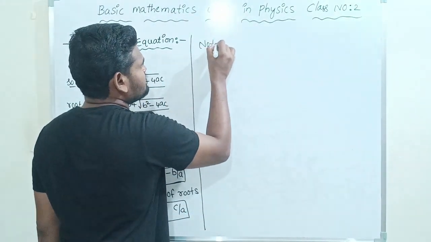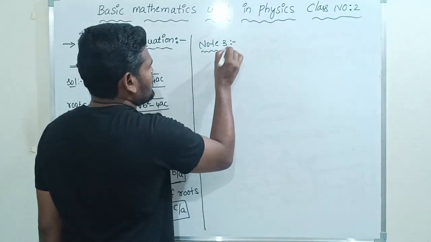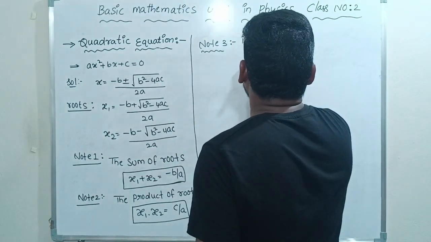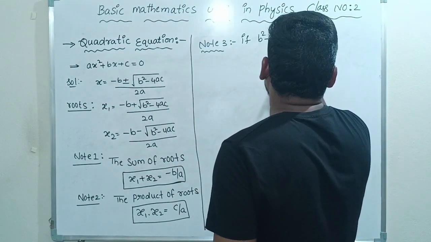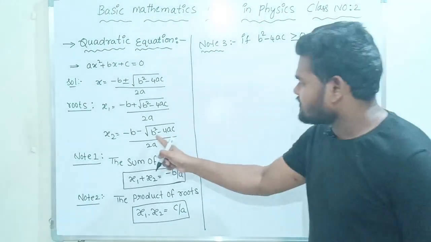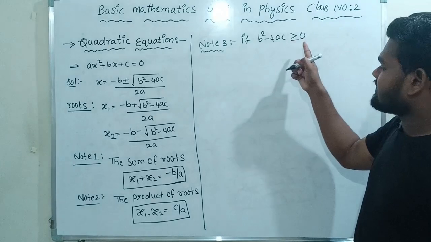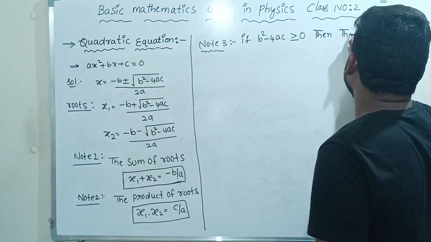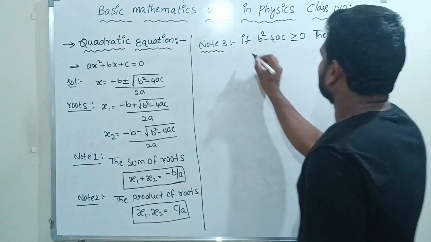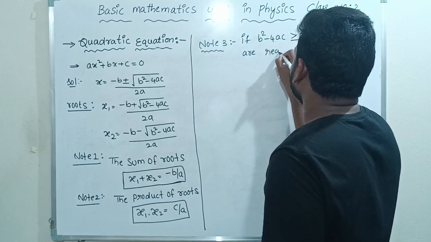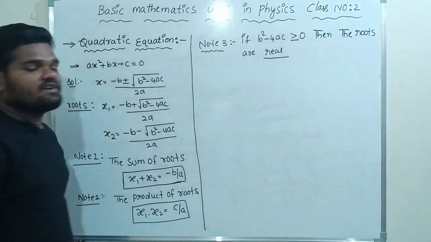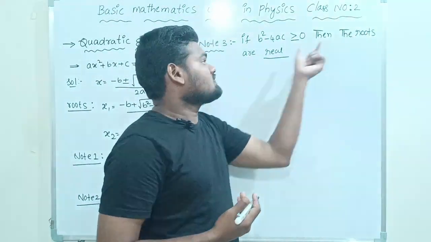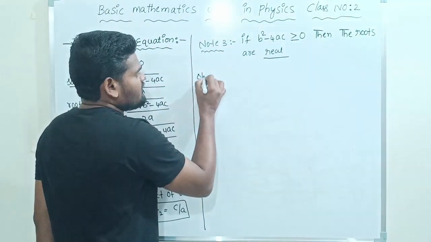Note number 3. If b square minus 4ac is greater than or equal to 0, then the roots are real. So whatever the term b square minus 4ac is, if it is greater than or equal to 0, then whatever x1 and x2 values we get must be real values. And note number 4.